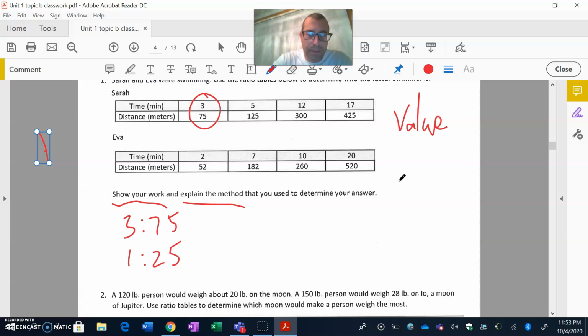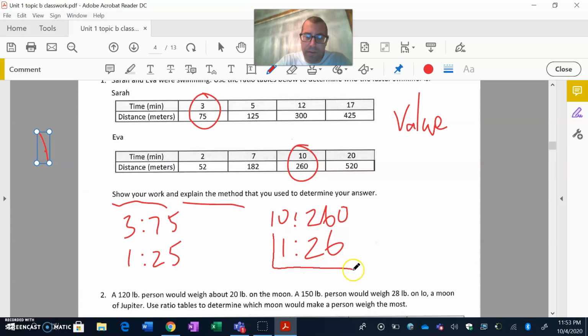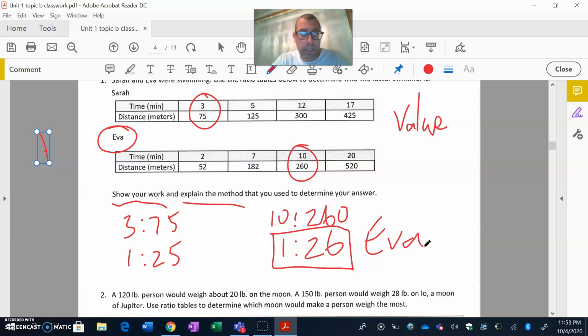And then we can come on down right over here, and we can grab any of these. I'm going to grab this guy. Yeah, let's divide them both by 10. So if I divide them both by 10, 10 divided by 10 is 1. 260 divided by 10, yeah, 26. All right, so who's faster? Well, in 1 minute we go 25 meters, or in 1 minute we go 26 meters. Well, the person that's going farther in that same 1 minute is the faster one. So this one is Eva here. All right. So yeah, I think the value, simplifying each ratio, is definitely a good way to go here.